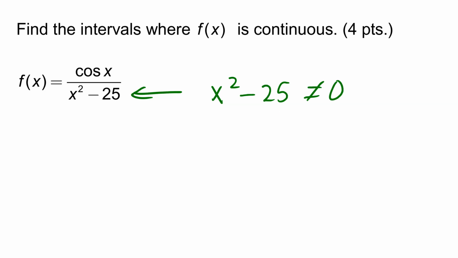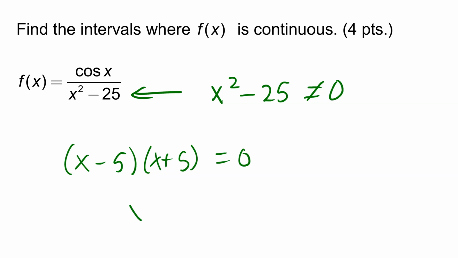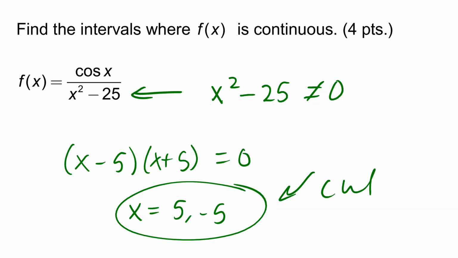So if we solve for where the bottom equals 0, okay, well I could say this is x minus 5, x plus 5, because it's a difference of squares. You solve for the two places it's equal to 0, and we know we have to cut these out, because this is where it makes our graph undefined.